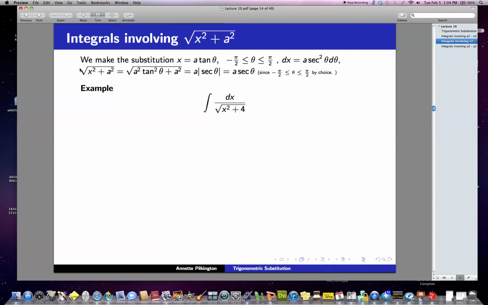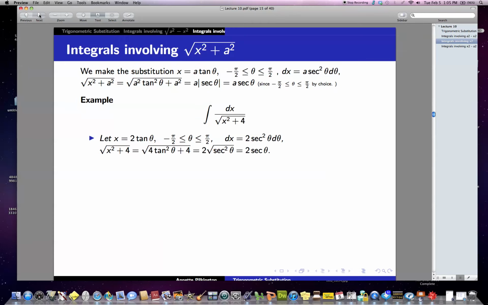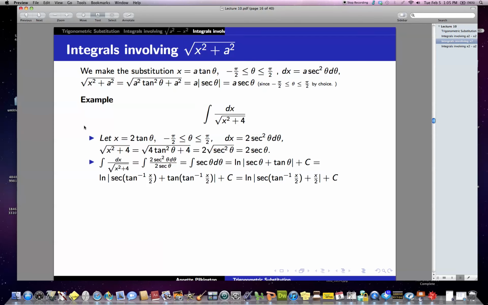These calculations are always the same whenever you make this substitution, so it's good to keep that in mind whenever you're using this method. Here we let x equal 2 times tangent theta, so a is equal to 2. Again, dx is 2 times secant squared theta d theta, and the square root of x squared plus 4 gets replaced by 2 times secant of theta. And that's about it. That's all we have to replace in this integral.